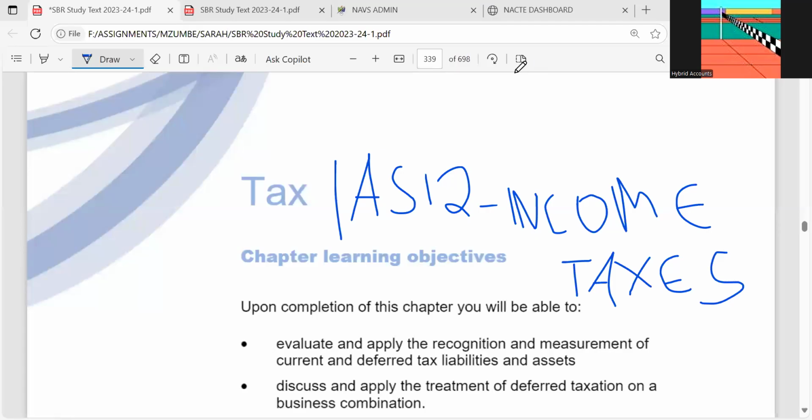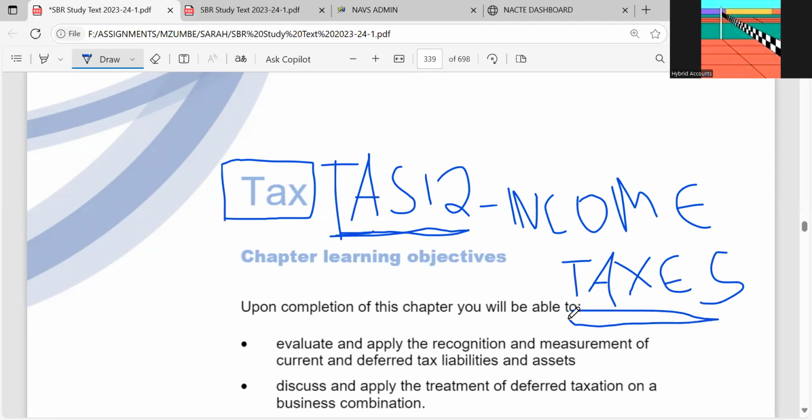Today we're going to study a new international accounting standard called IAS 12, income taxes. We simply abbreviate it as tax here, but it's actually IAS 12 income taxes. What is it all about? Usually when you prepare your income statements, the companies would be charged tax by the government, right? So we learn how to get that right.